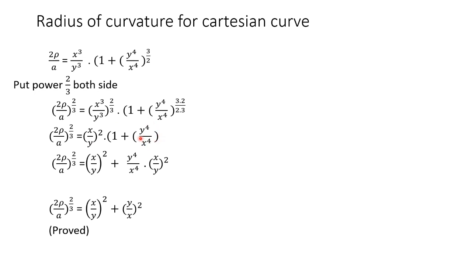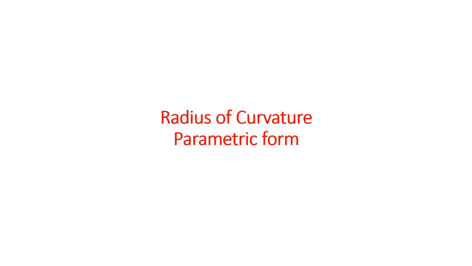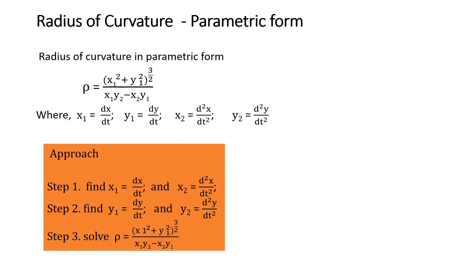Radius of curvature, parametric form. Rho in parametric form is given by this, where x1 is dx by dt, y1 is dy by dt, x2 is d square x by dt square, and y2 is d square y by dt square. Approach. Step 1, find x1 and x2. Step 2, find y1 and y2. Step 3, solve for rho. Let's understand clearly with an example.